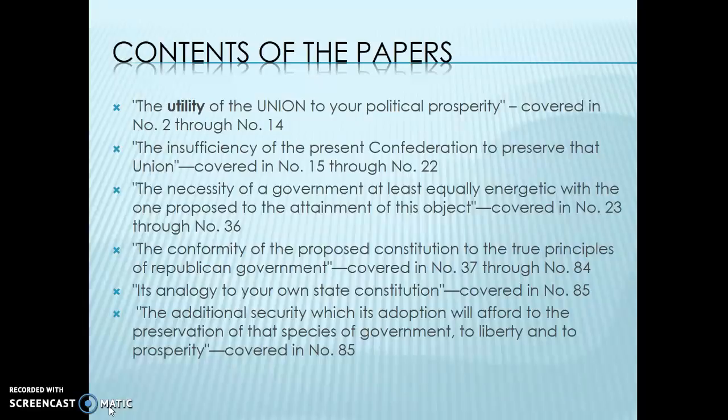So that deals with the insufficiency, the problems that the Articles of Confederation have that make them dysfunctional. Essays, Federalist Papers, number 23 through 36, deal with the necessity of a government at least equally energetic with the one proposed for the attainment of the subject. So again, governments are necessary in order to attain any kind of order. And it's really arguing for the importance of a centralized, strong government.